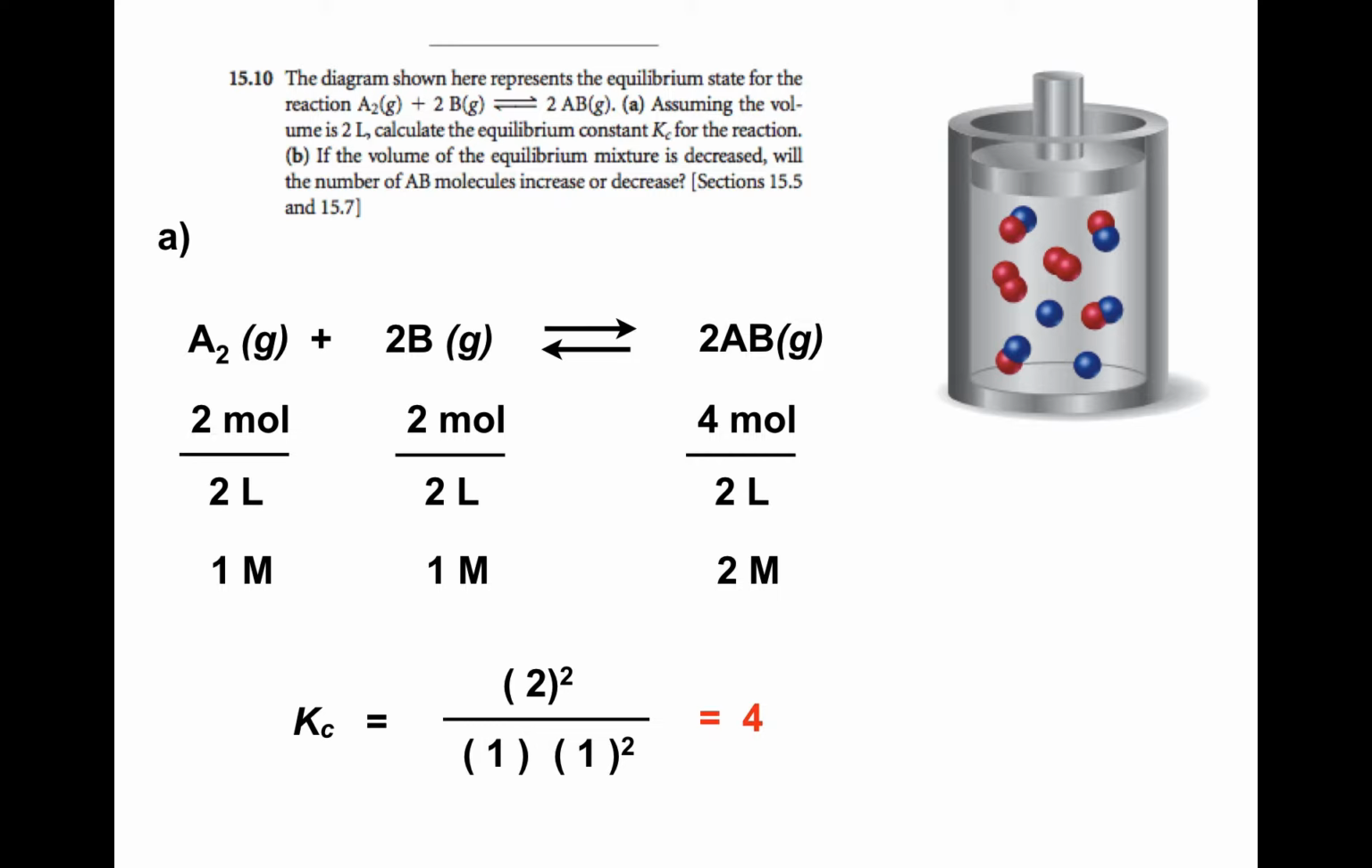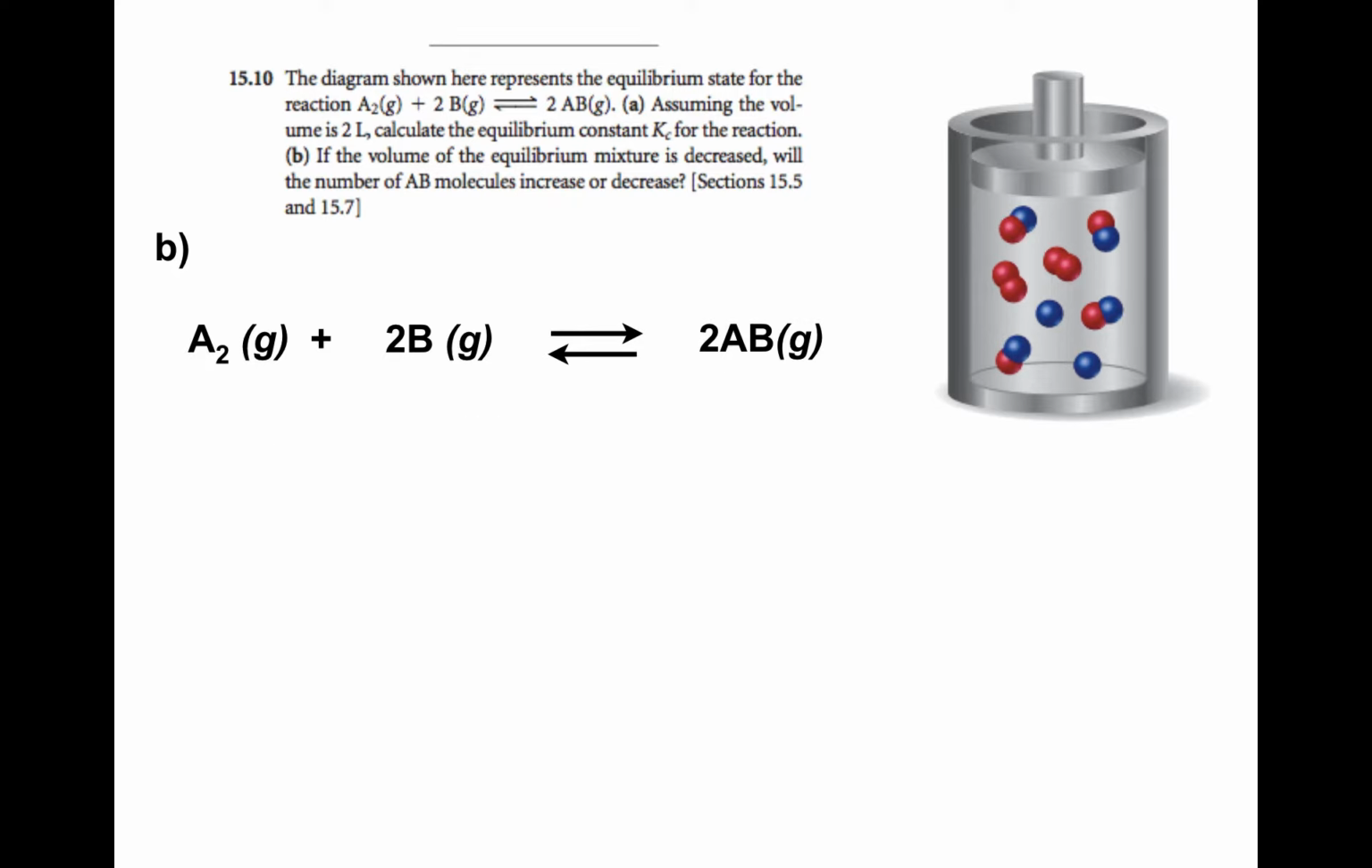B. If the volume of the equilibrium mixture is decreased, will the number of AB molecules increase or decrease? All right, when you have an equilibrium involving gases and you put it under pressure, and that's what we're doing when we decrease the volume, the system responds by driving to the side with less moles of gas. So according to the coefficients, for every 1 mole of A, I have 2 moles of B going into this reaction. So I have 3 moles of gas going in and 2 moles of AB coming out. So this is a gas-reducing reaction. 3 moles of gas going in, 2 moles of gas coming out.